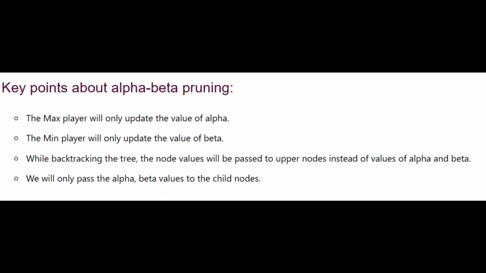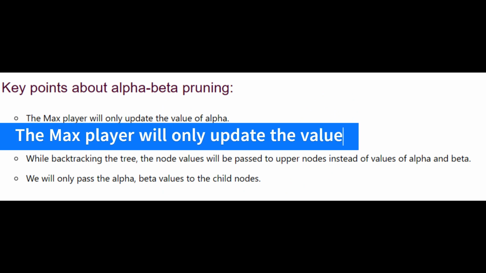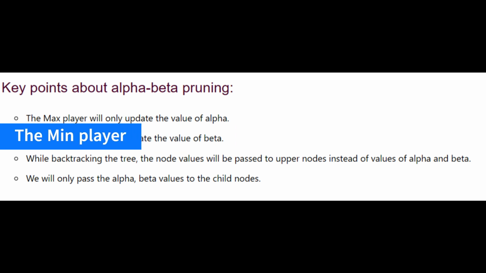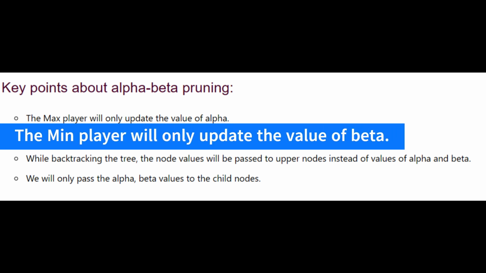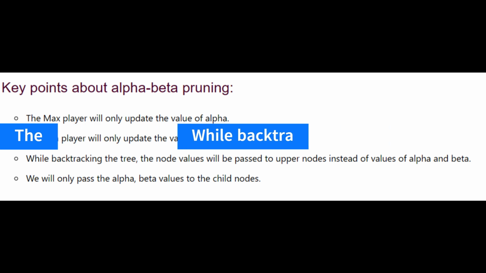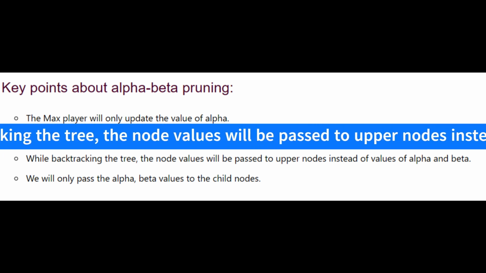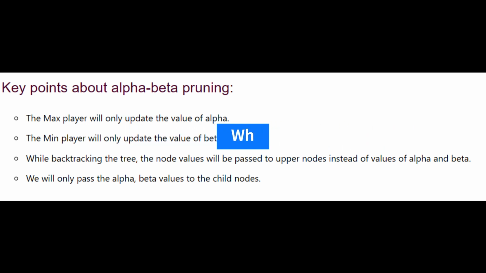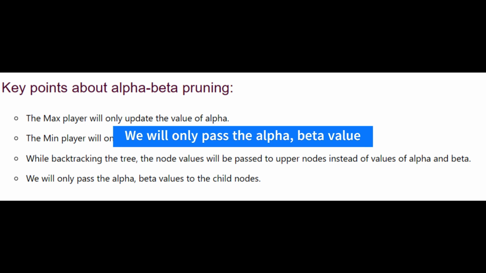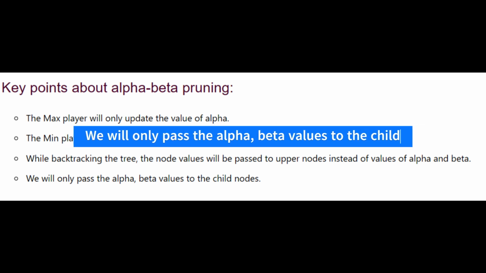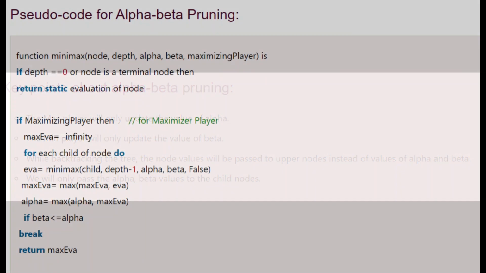Key points about alpha-beta pruning. The max player will only update the value of alpha. The min player will only update the value of beta. While backtracking the tree, the node values will be passed to upper nodes instead of the values of alpha and beta. We will only pass the alpha and beta values to the child nodes.